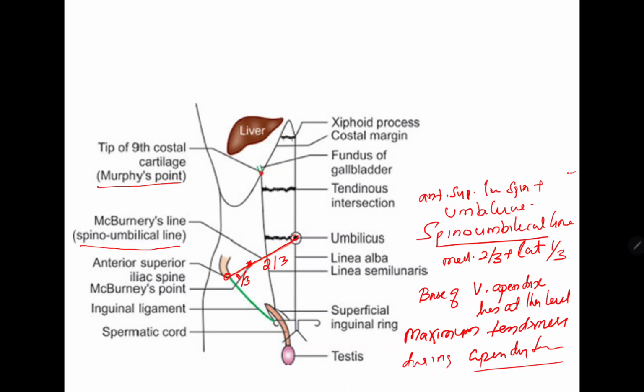Another one is Murphy's point. What is Murphy's point? This is the linea semilunaris. Murphy's point is the junction between a line passing through the right ninth costal cartilage and the linea semilunaris. That is known as Murphy's point.